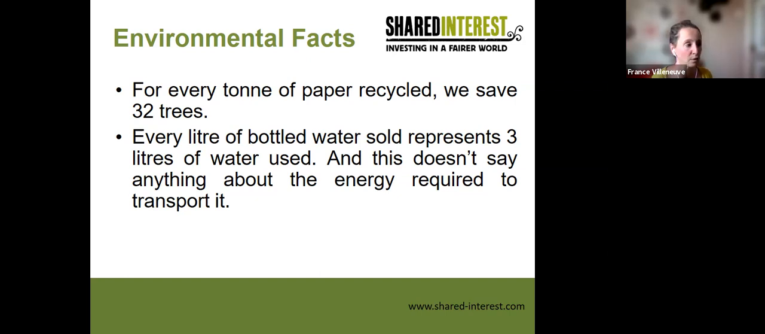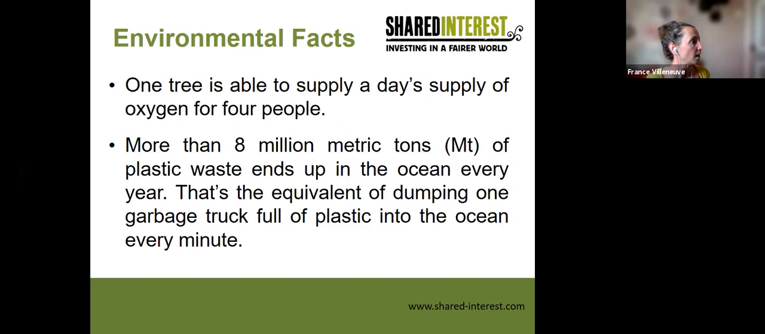Especially in Newcastle, for example, there are even libraries and other places like that, and some small cafes that have a sign outside to say that you can refill your water at this place. The other fact is one tree is able to supply a day's supply of oxygen for 4 people. So obviously this highlights the importance of trees. And if we can encourage planting trees, this is good for all of us.